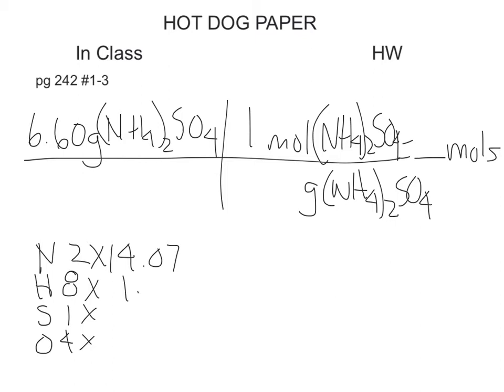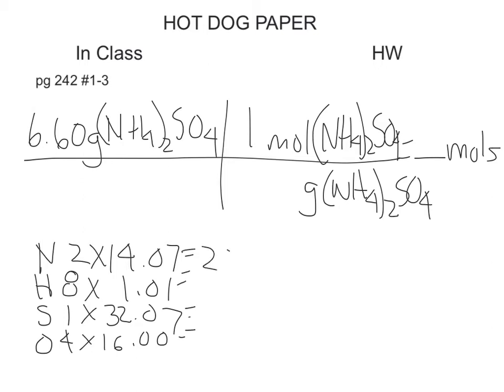And for hydrogen, 1.01. And for sulfur, 32.07. And oxygen is, I know this one, 16.00. Alright, so we're going to multiply these across.